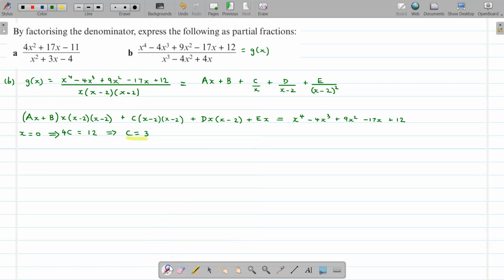Okay, so having found c, let's see if we can find one of the others by doing another substitution. Well, the next substitution, the only other one that could be useful, is x equals 2. Okay, so if I do x equals 2, it's going to eliminate something else. So let's see what happens. When x equals 2, the first term here is going to be 0 because any of those brackets will be 0, so the whole thing's 0. This term's going to be 0. This term will also be 0. So the only term I'll be able to get is this one here. So I would get e times 2, or 2e, okay?